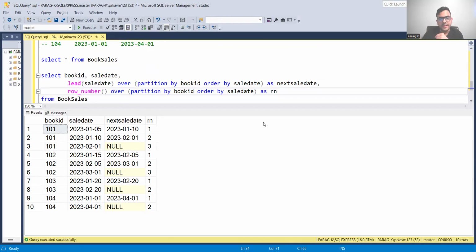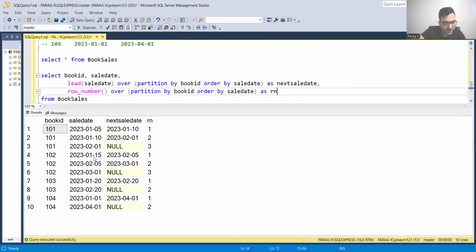And the question is simple. I just want the first time the sale happened, and after the first time, if the sale happened after more than 30 days. If you observe here, 2023-01, and the next sale was on the 10th, which is not right, because the book was sold again just 5 days later. So this book is getting sold again, so we don't need this book. We want the books which are not getting sold again. That is the objective, right?